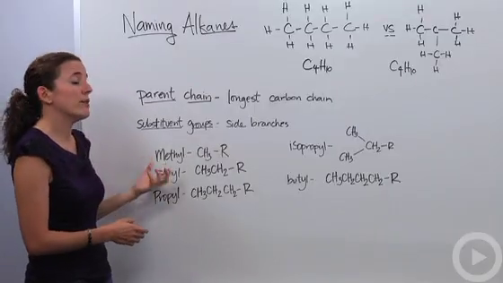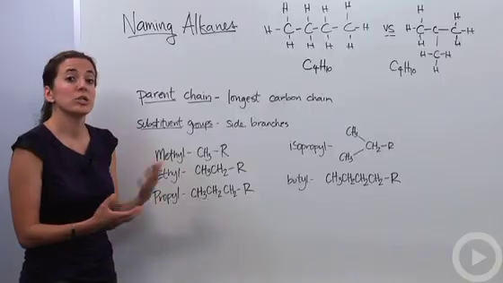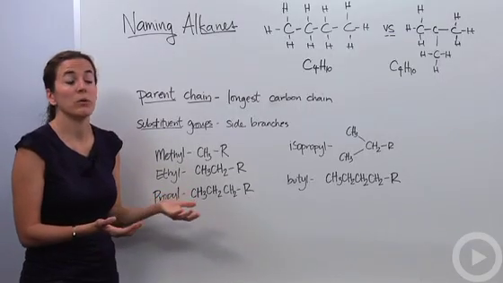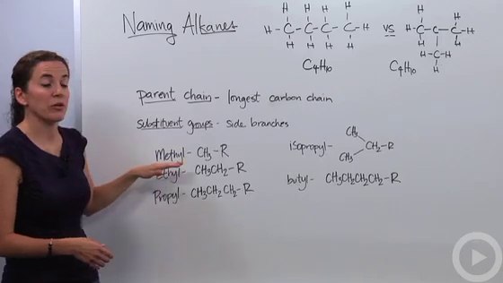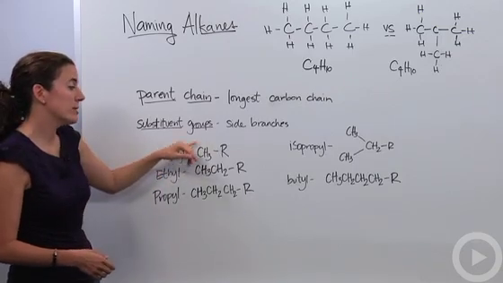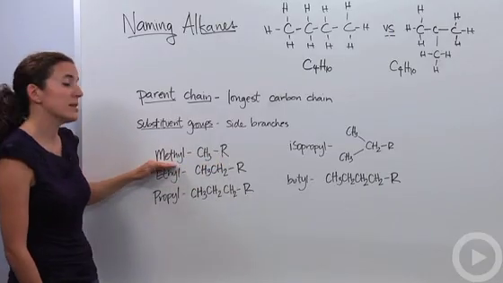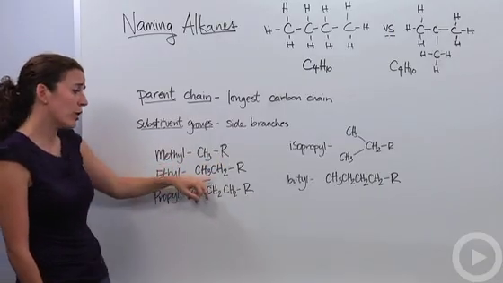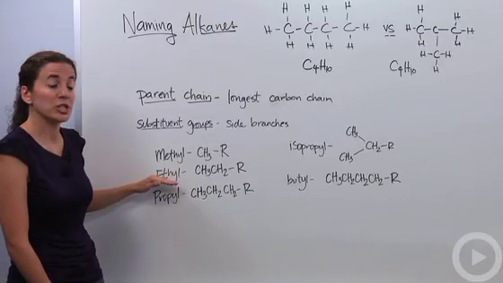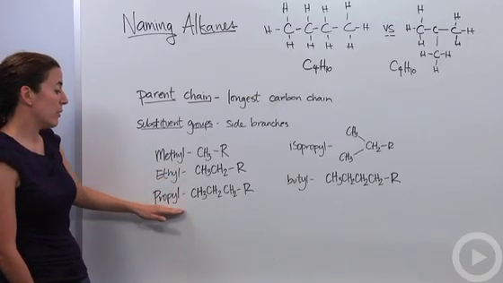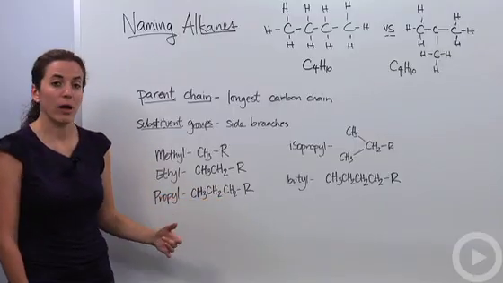All right, so we have to name those side branches, and the naming of them is very similar to how we name alkanes to begin with. When we talk about one carbon, we use the prefix meth. So if you have a one carbon side chain, where R represents our parent chain, we're going to say that's a methyl group. If we have 2 carbons, that's an ethyl group. Don't forget eth is a prefix for 2. If we were talking about a propyl group, we'd say 3 carbons attached to the parent chain.